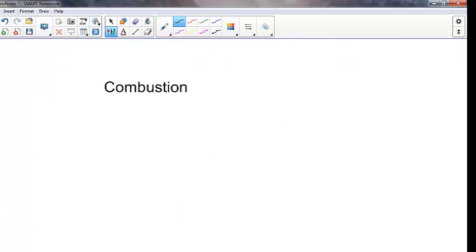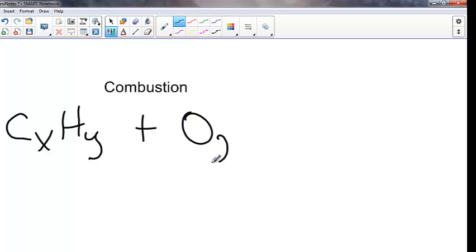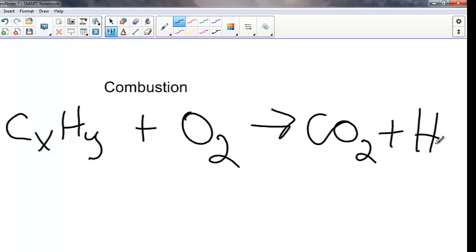Last one is combustion. For some reason, this is really hard for people, and I don't know why. Because the products are always the same. It's a very simple pattern. C with some sort of subscript, H with some sort of subscript. Once in a while you'll see an O with some sort of subscript, but for the most part, no. Plus O2 goes to CO2 plus H2O. That's it. Period. End of sentence. C something, H something, plus O2 goes to CO2 and water. That's it. That's a combustion reaction.